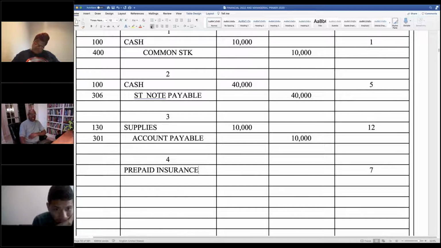It's just like the supplies we bought on account. They're an asset until we use them. And we paid cash for this insurance, correct? Yes. You know that cash is 100. What's the account number for prepaid insurance? 653. No, 131. Okay. So it's an asset right now. When we get to adjusting entries, we'll make it an expense, but right now it's an asset.